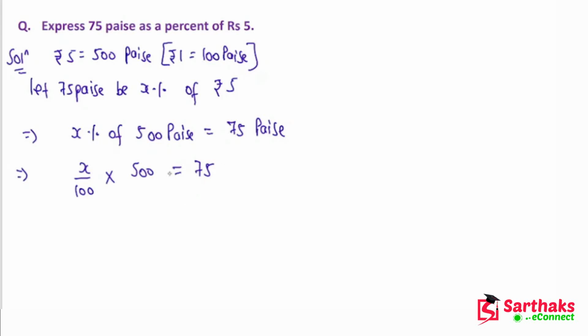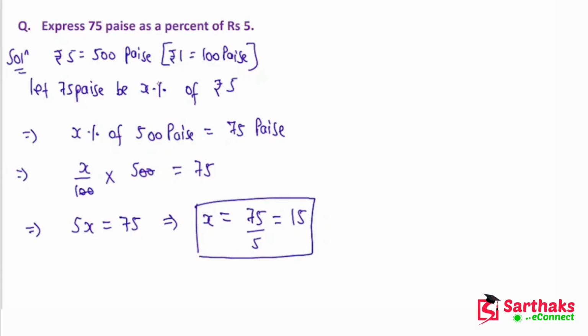We now just have to solve it, which is very easy. We cancel out two zeros with two zeros. We will have 5x is equal to 75, and dividing both sides by 5, we get x equals 75 upon 5, which is nothing but 15, right? So if I have to represent the actual answer, we can write: hence, 15% of rupees 5 is 75 paise.